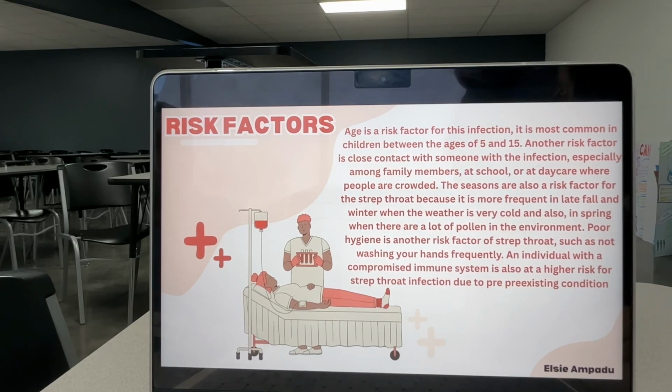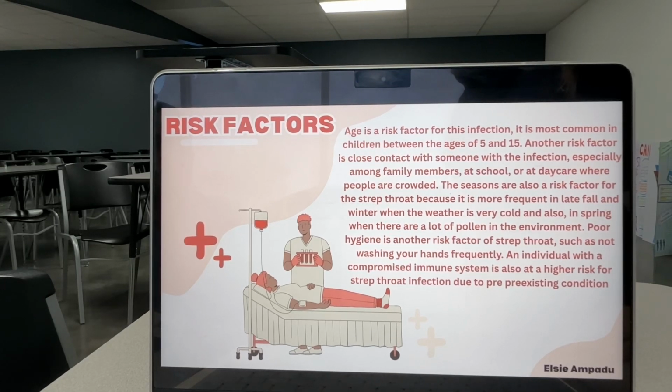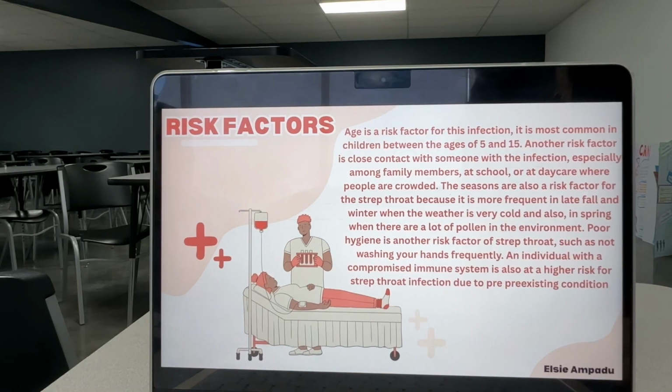Individuals with a compromised immune system are also at higher risk for streptococcal pharyngitis because of pre-existing conditions.